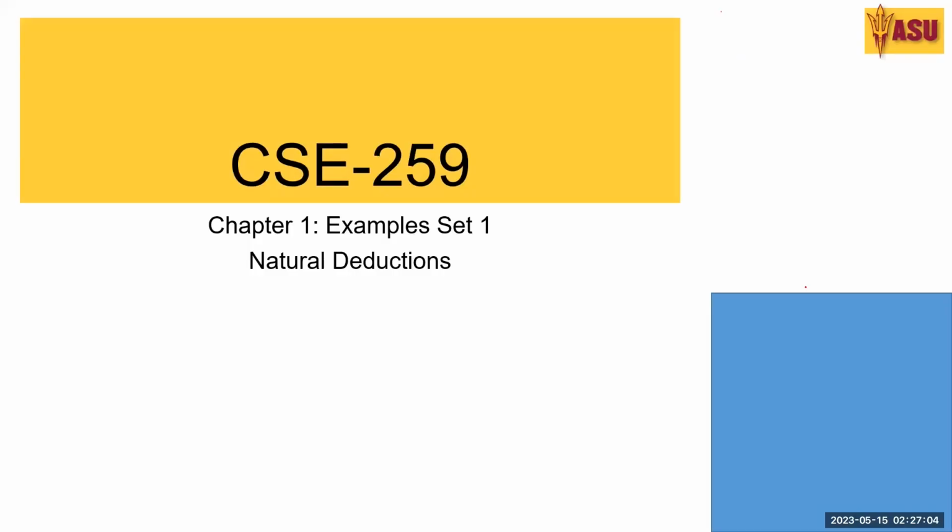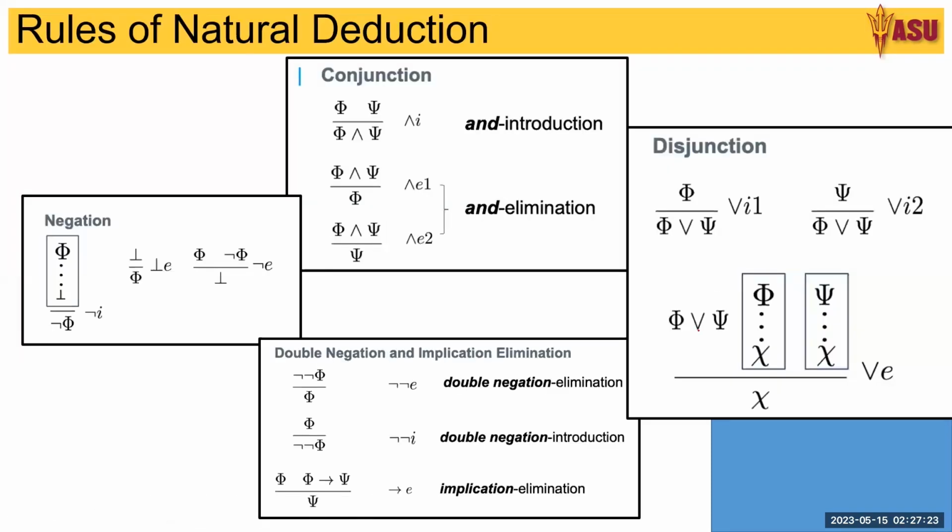Welcome to examples from chapter 1 of CSE 259. In this, we will be looking at the natural deduction rules, examples for natural deductions in propositional logic. So let's get started. Before we jump into doing a couple of examples, a quick review of the natural deduction.